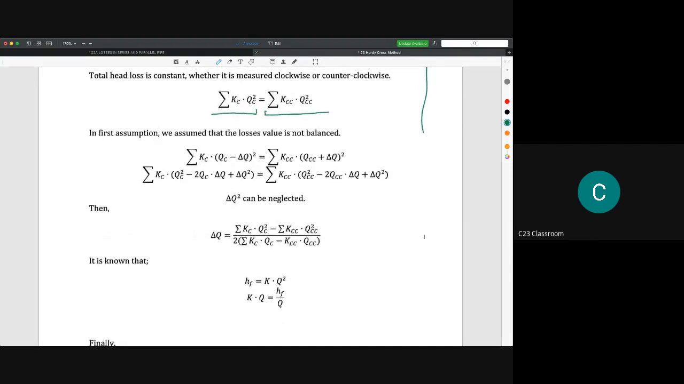Okay, so this method we need to do a trial and error method. It means first we need to guess what the flow rate is, and then if the calculation is not balanced, what we need to do is reduce a little bit from the unbalanced one, and then we need to top up the other side.